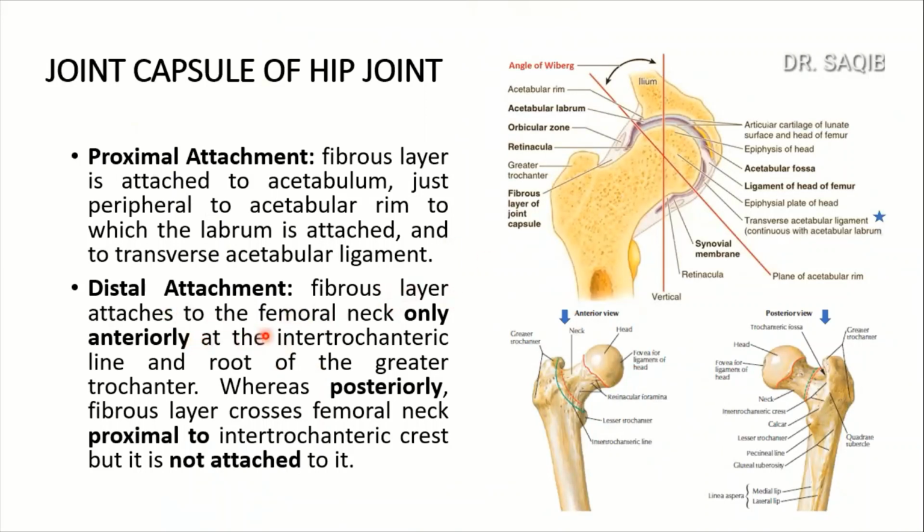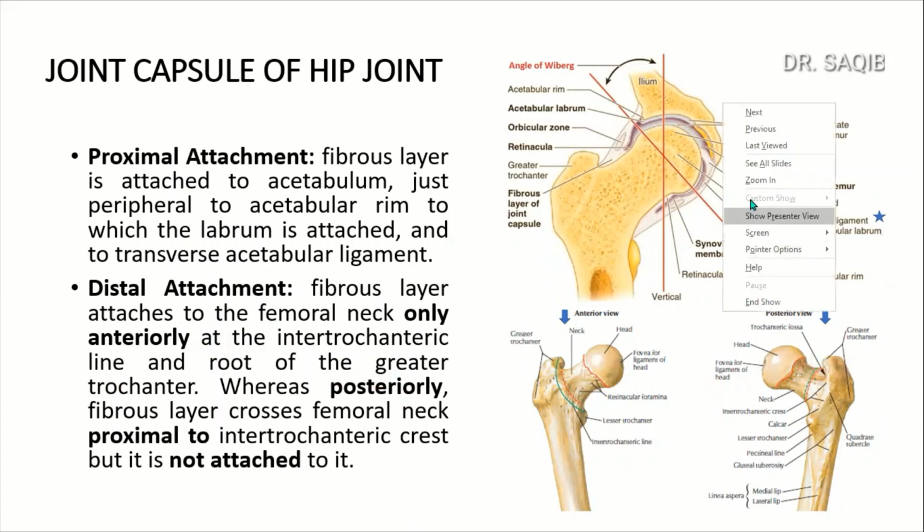The fibrous layer attaches to the femoral neck only anteriorly. Of course, this capsule distally wraps around the femoral neck and attaches only anteriorly at the intertrochanteric line and the root of the greater trochanter. I will show you very soon. Let's see anteriorly.